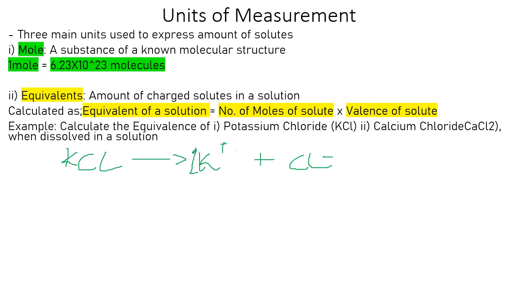So 1 mole of potassium multiplied by the valency, which is 1, means that we'll have 1 equivalent of potassium. Then again for chloride ion, we have 1 mole of chloride ion. This 1 mole of chloride ion multiplied by 1, which is its valency, you find that we also have 1 equivalent of chloride ion. So go ahead and try out for calcium chloride and see if you've understood.